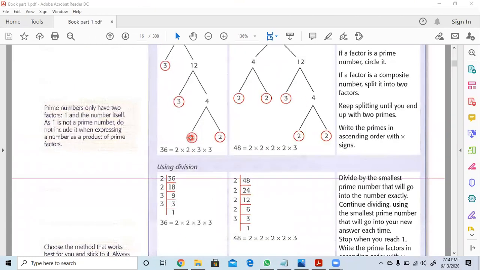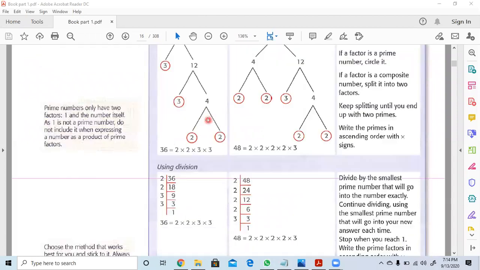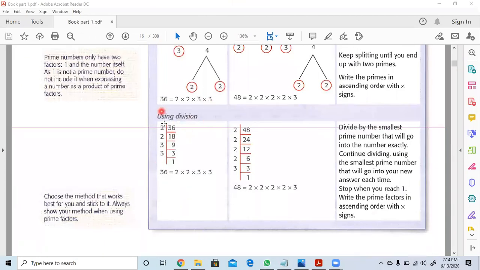There is another method that is called the division method. This method is called the factor tree, and this one is called the division method. So you just draw one line and put 36 here. Always start from the smallest prime number, 2, because 1 is too small. Start from 2 and onward, and check all the numbers.